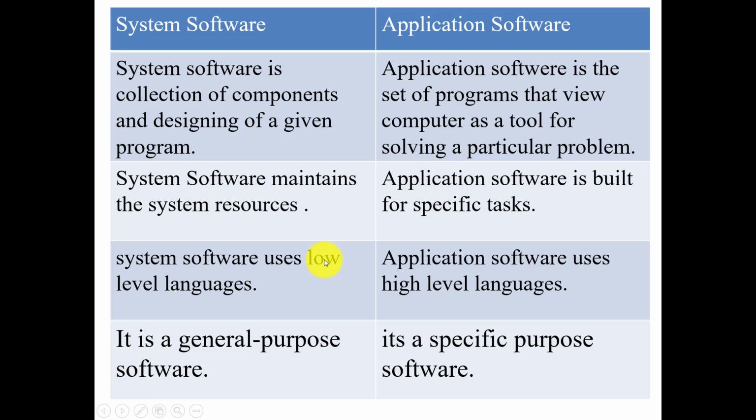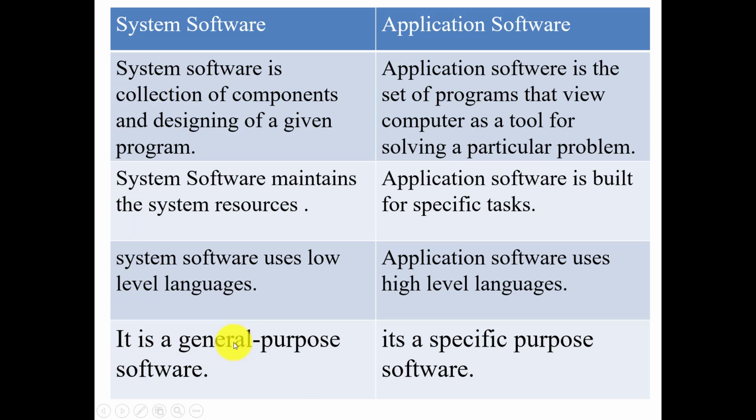Now, system software is used with low level language. System software mainly interacts with the hardware, that's why it communicates directly with the hardware using low level language. For example, system software mostly uses assembly language. Application software uses a high level language, since it is used for a particular application or specific tasks. That's why it uses high level language.